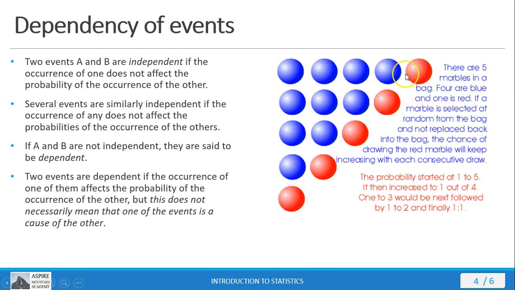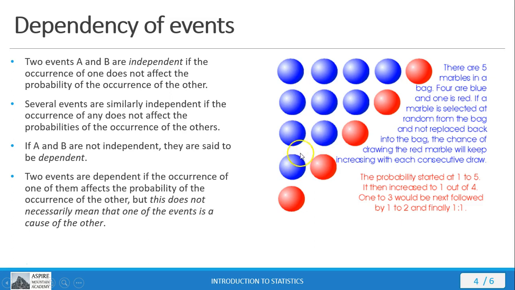And you can see that with successive drawing of the marbles, the probability of selecting the red marble will change. The probability of selecting the blue marbles also changes. Here we've got 4 out of 5, and then when we take out that first marble, now with what's left, the probability of selecting a blue marble is 3 out of 4. So we've gone down from 80% to 75%.